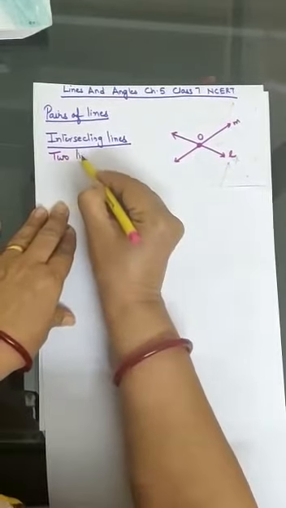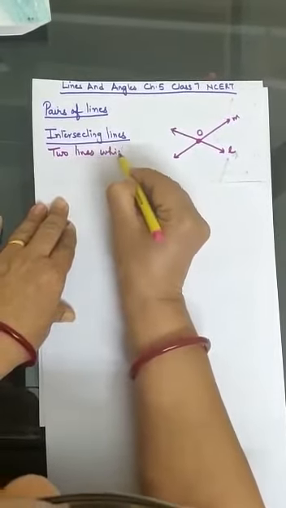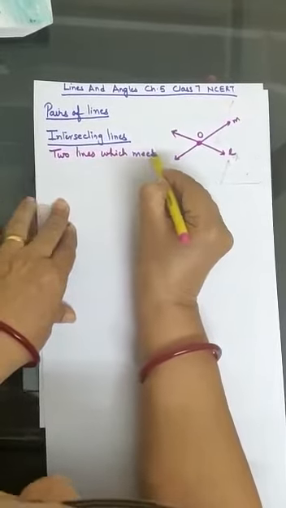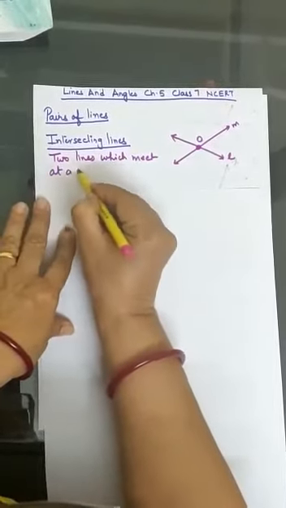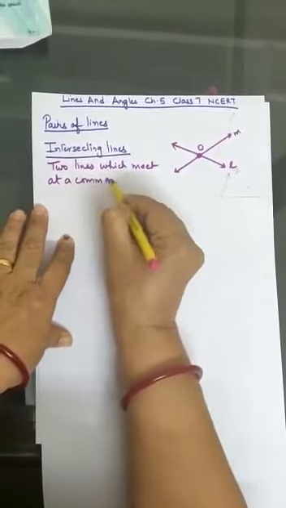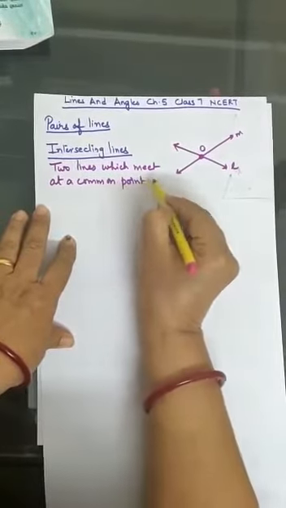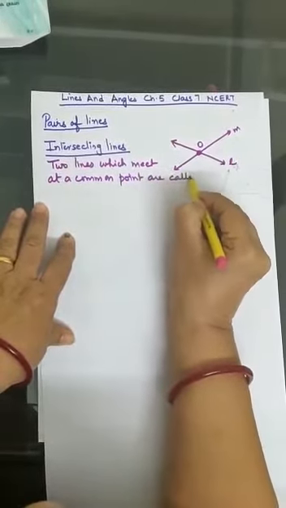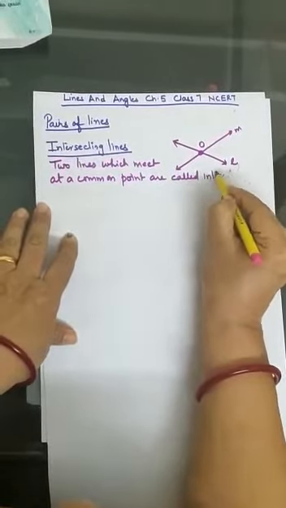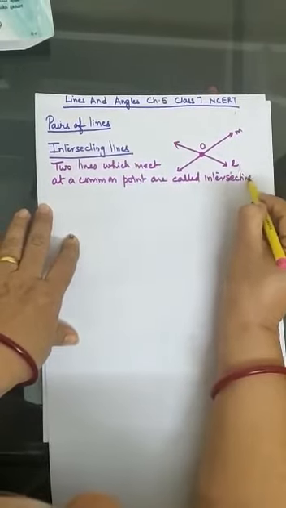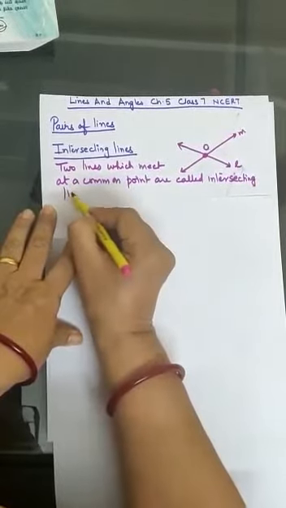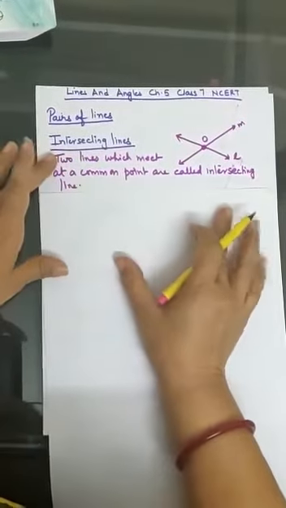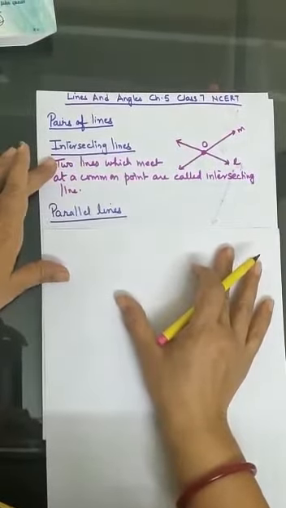Two lines which meet at a common point are called intersecting lines. Okay. Now second in the list is parallel lines.